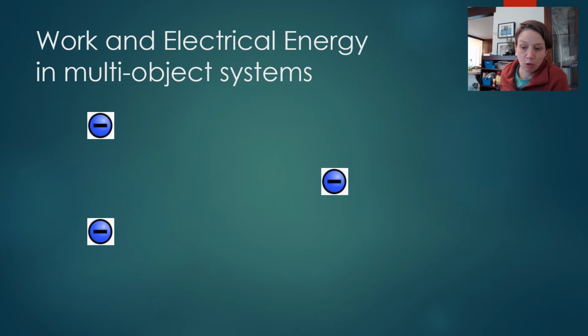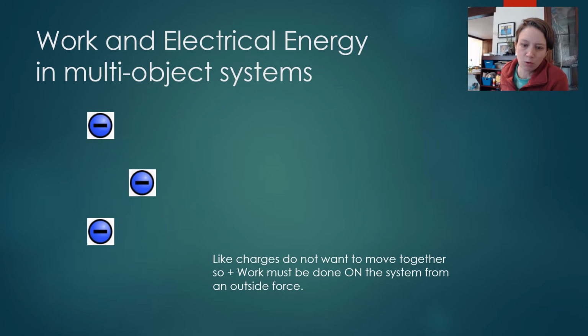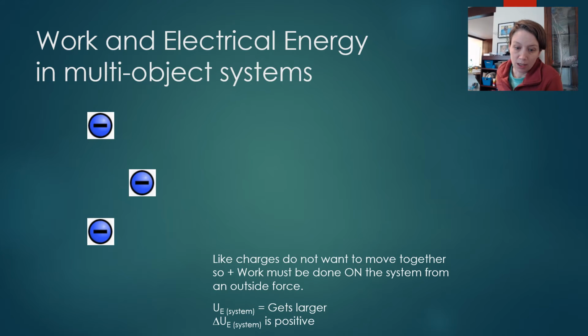Sometimes we deal with more than 2 objects in a configuration. So if I take 3 negative charges and I move them into a configuration that is closer than it was before, well, like charges did not want to get closer together, so that must be a positive work on that system, telling me that the U sub E of that system is going to go up, or delta U sub E, which is the same as work, would be a positive value.